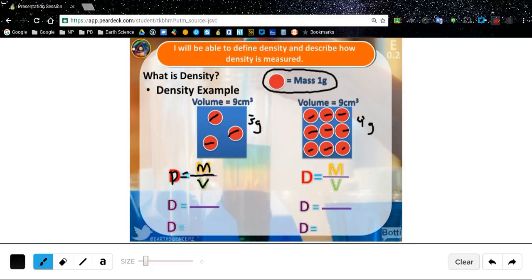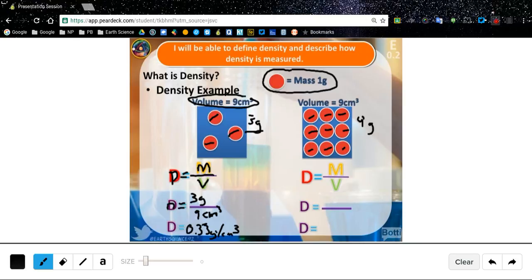So we're going to write D equals, and on top we need the mass, which is on the left side. It was 3 grams, and our volume on both sides is 9 centimeters cubed. And then we would do the division of 3 divided by 9, which is 0.33, repeating grams per centimeter cubed.